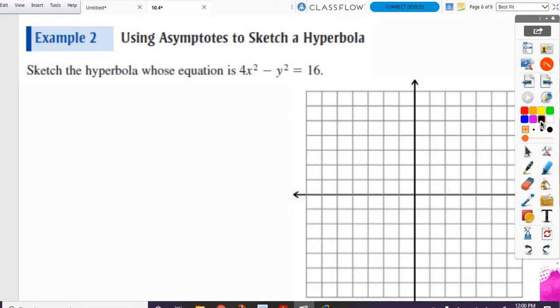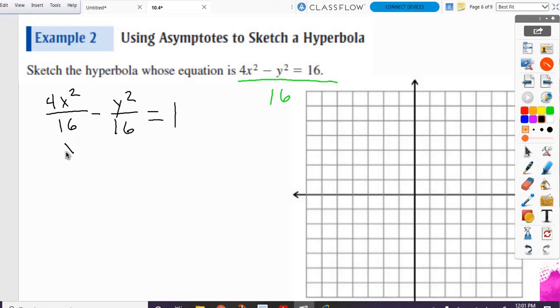But like Kate said, we do have to make sure it's equal to 1. Right now it's not equal to 1, so how do I make it equal to 1? Divide everything by 16. But remember, we want to write these as fractions, so I would have 4x squared divided by 16 minus y squared divided by 16 equals 1. And then we want to simplify that first fraction. So how many times does 4 go into 16? 4.